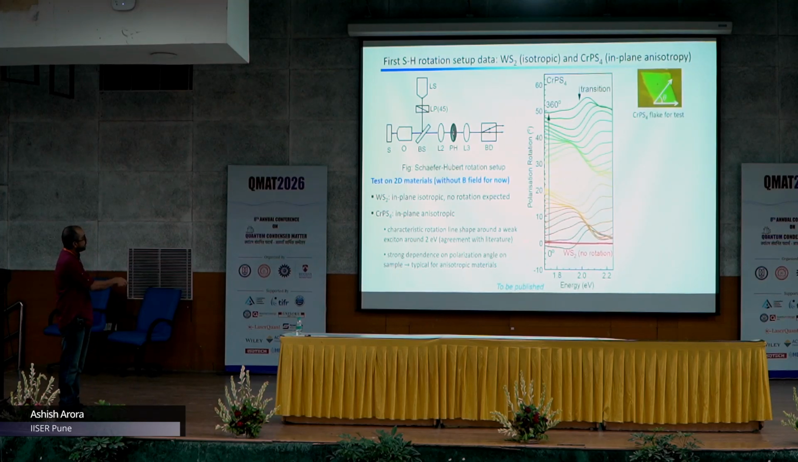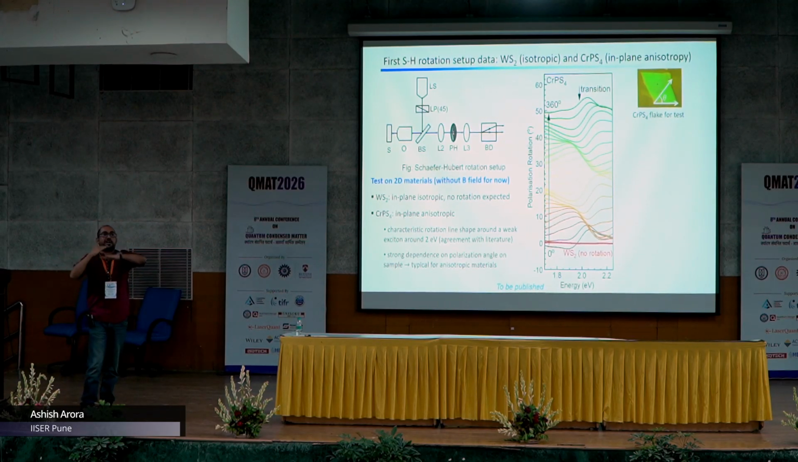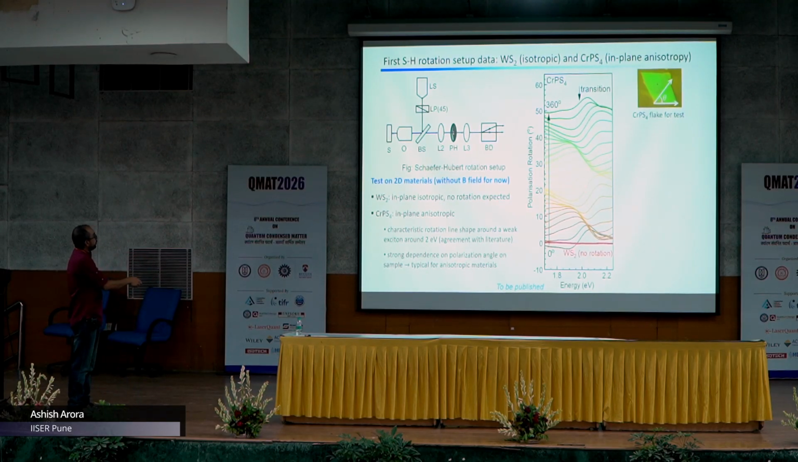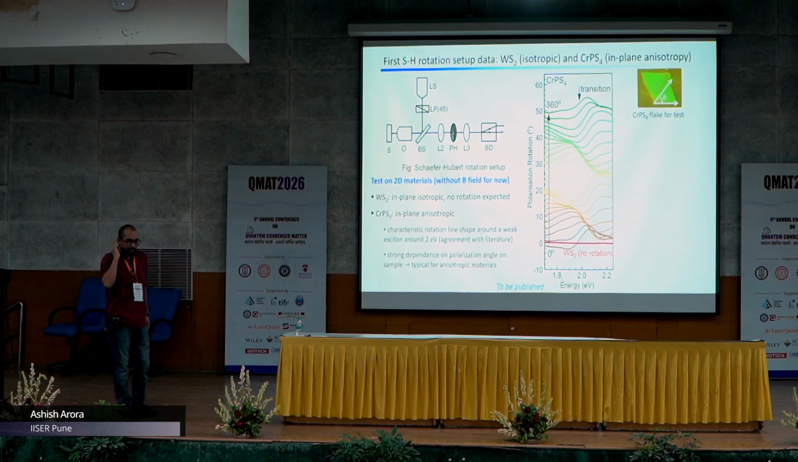Well, tungsten disulfide, no rotation as expected. In fact, we change the direction of the sample, we rotate the orientation of the sample with respect to polarized light, and we find that no rotation whatsoever at any angle. But for CrPS4, beautiful rotation line, and we change the angle of the incident light with respect to the a-axis or one of the axes, and we find that this rotation curve changes.